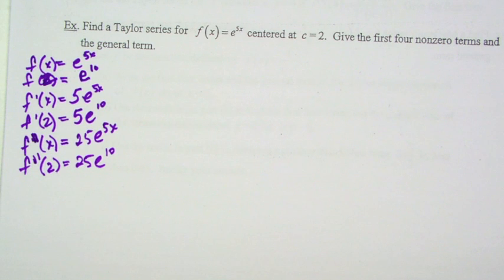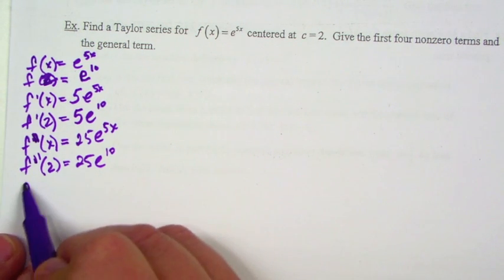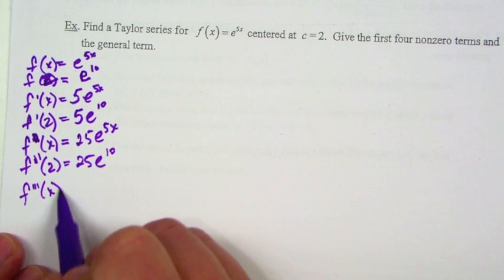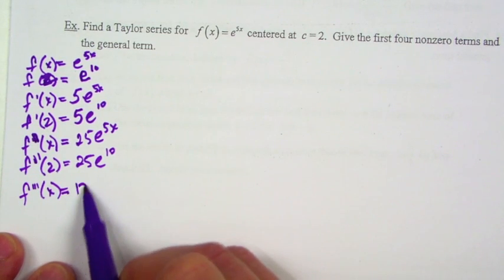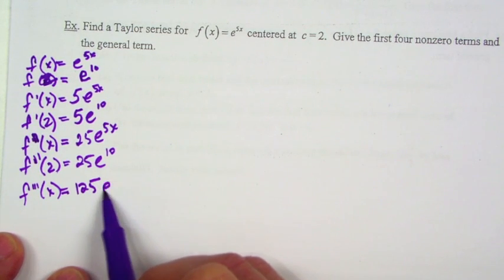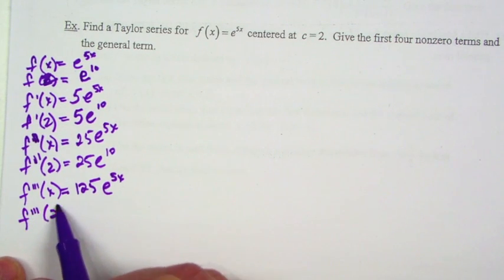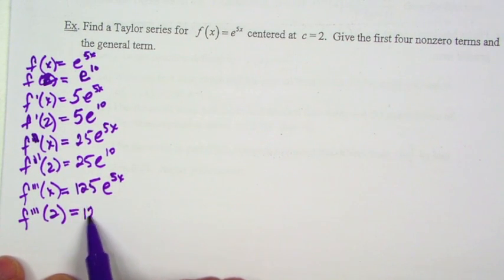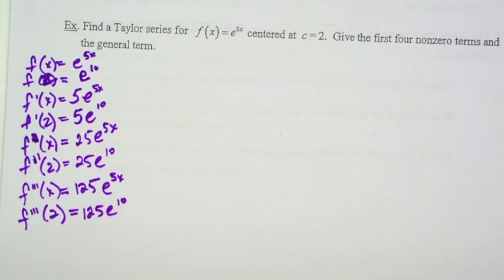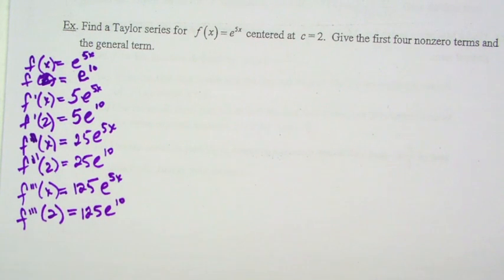And remember, it just wanted the first 4 terms, so I only need one more, right? So f triple prime of x is 125e to the 5x. So f triple prime at 2 is 125e to the 10th, right? Okay, so they want me to write the first 4 non-zero terms and the general term.